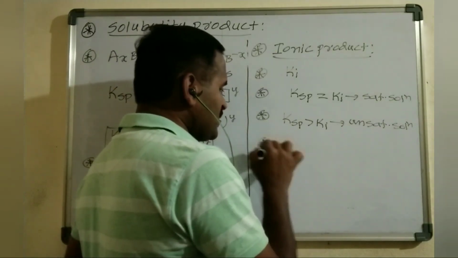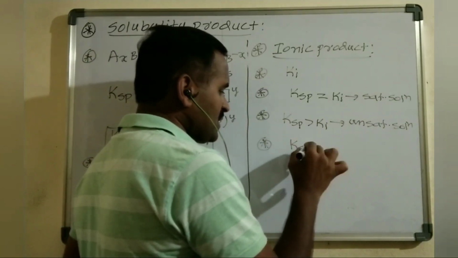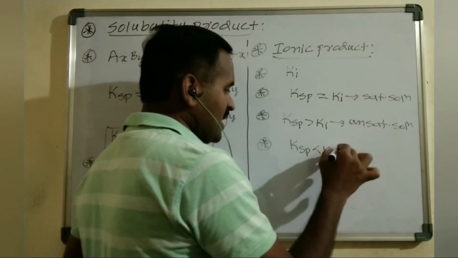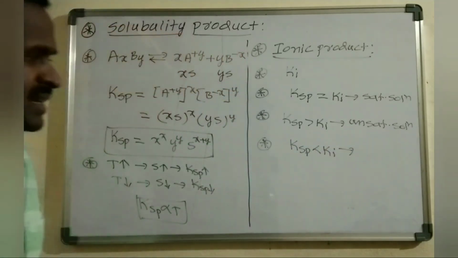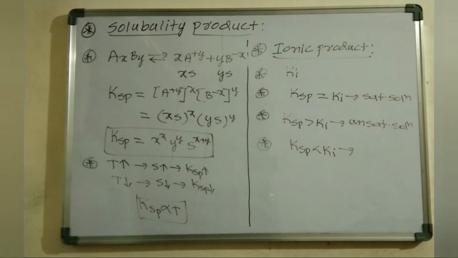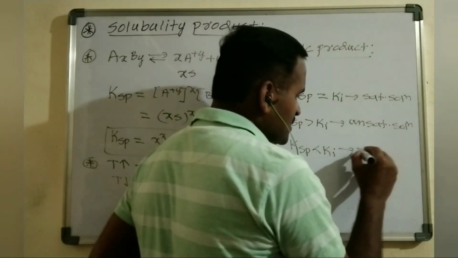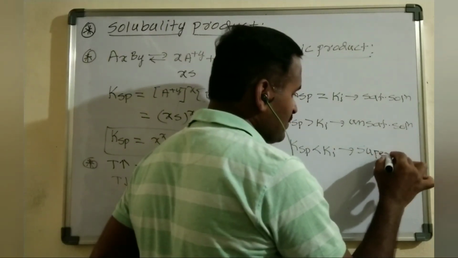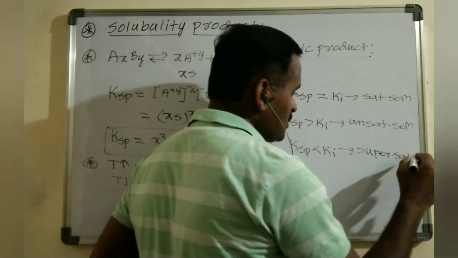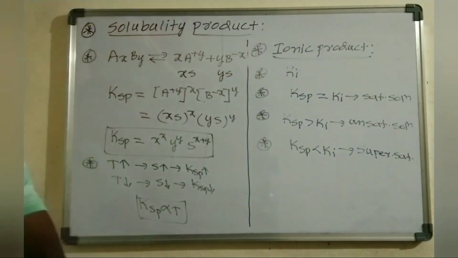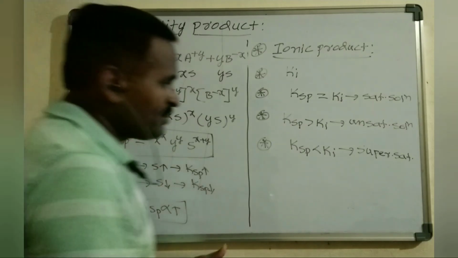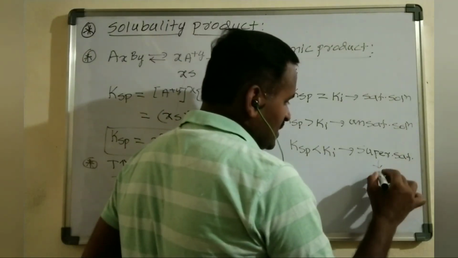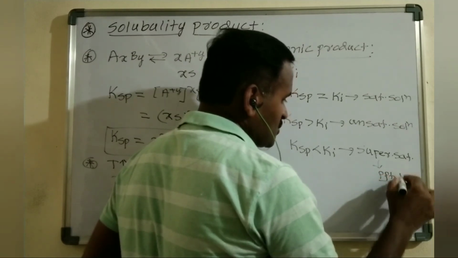And in another case, Ksp is less than Ki. Here the solubility product is less than the ionic product, then the solution is a supersaturated solution. In the supersaturated solution, precipitation can take place, because the ionic product is dominating and the ion concentration is more. Here a precipitate is going to be formed.